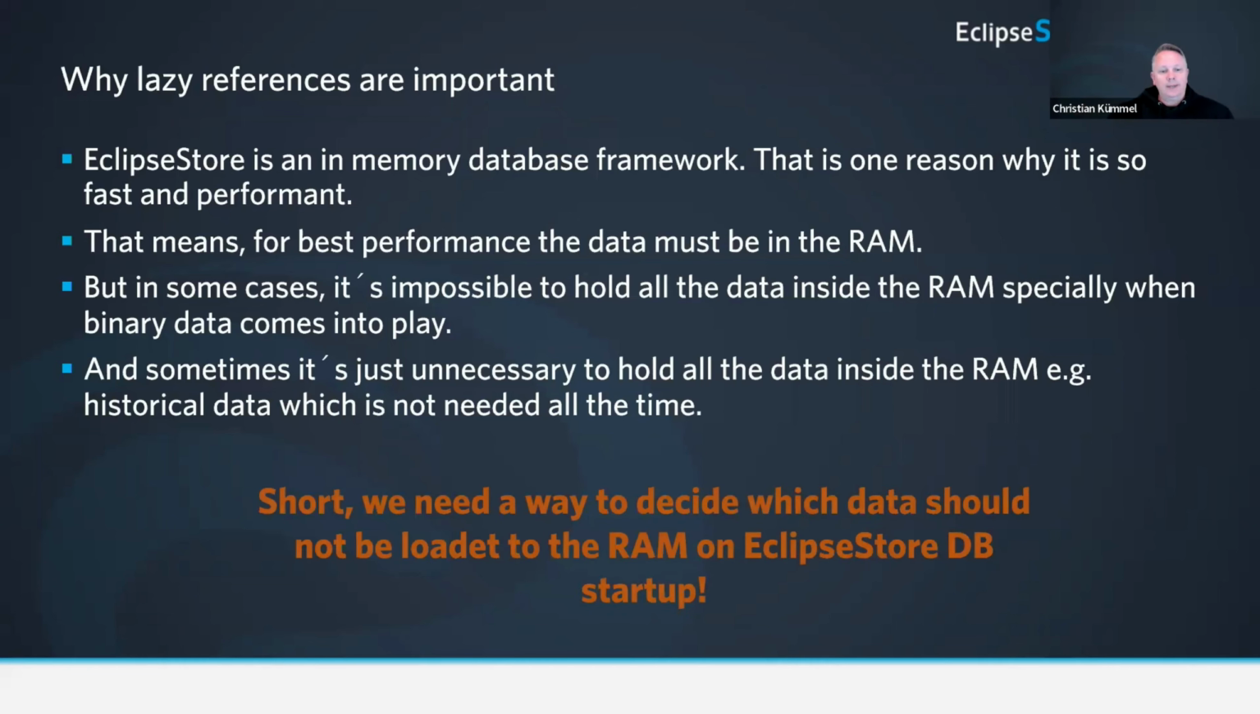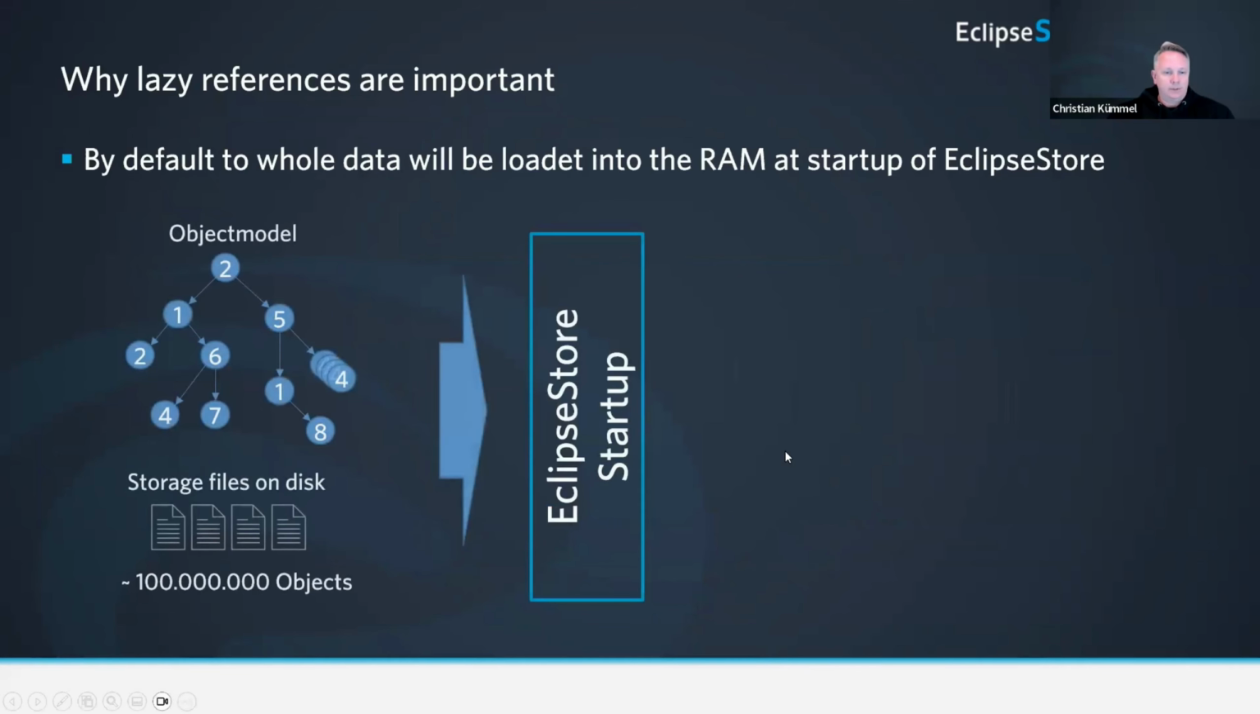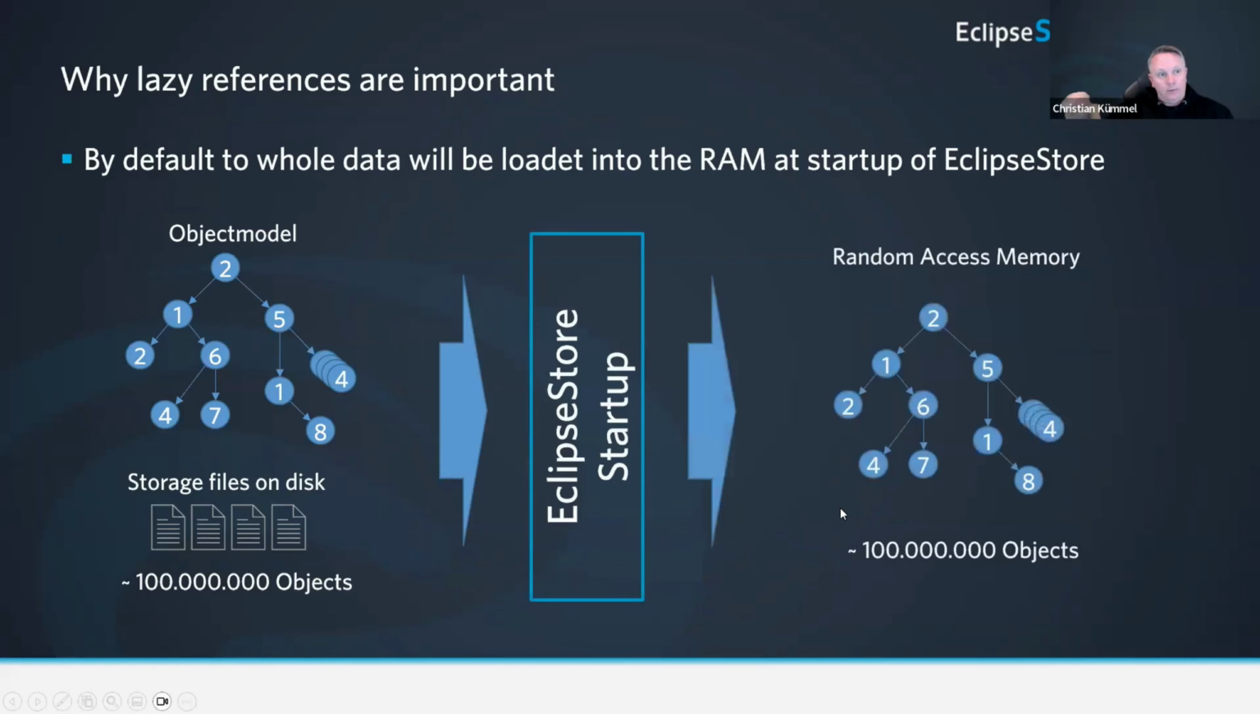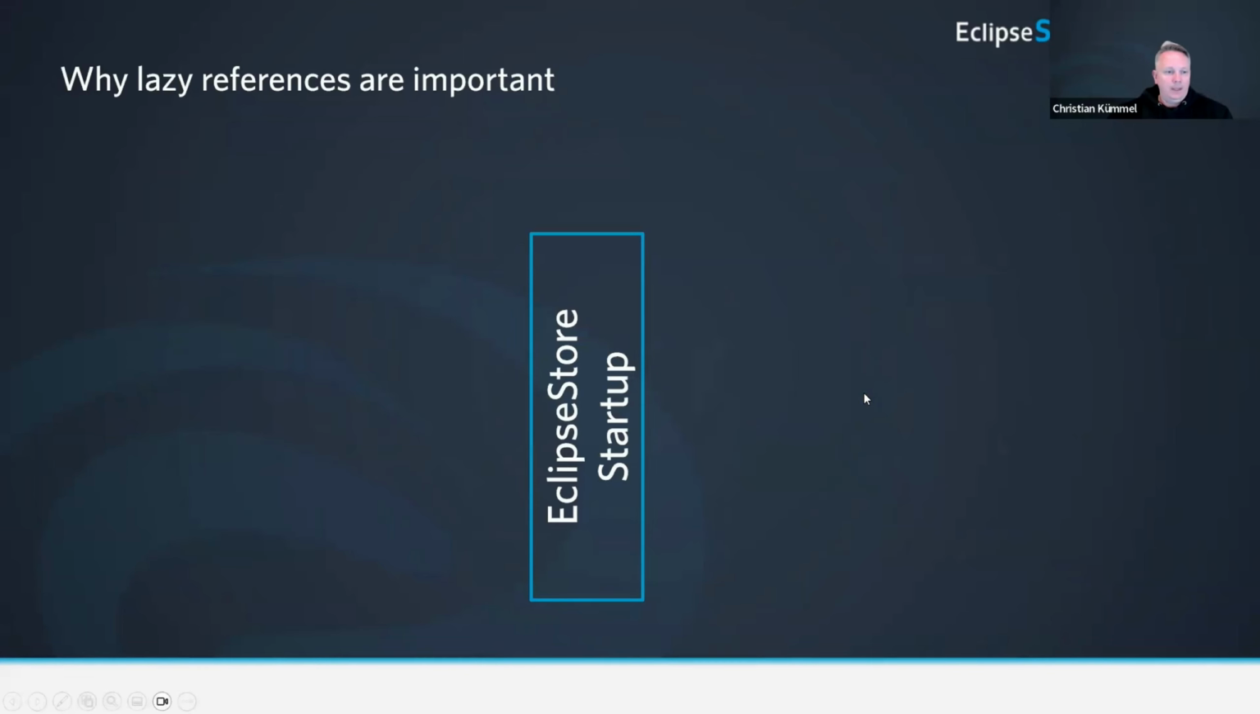So, okay, in short, we need to decide what should be loaded the lazy way and what should be loaded at database startup. And that brings me to the default behavior of EclipseStore. When we have an object model like this, and let's say we have 100 millions of objects here, at startup of EclipseStore, this will be loaded to the heap, to the memory. And that's important. So we need to find a solution for how to keep things smaller in memory.